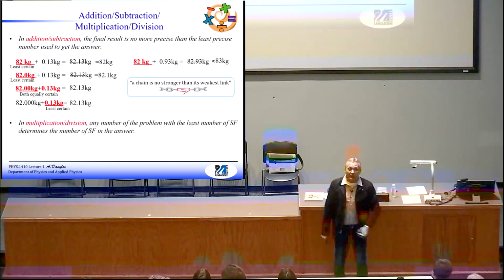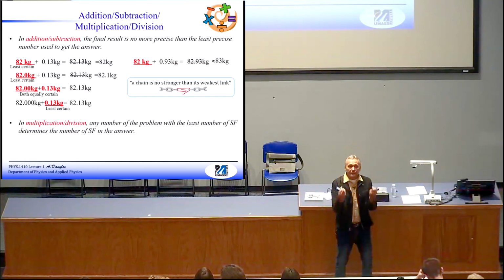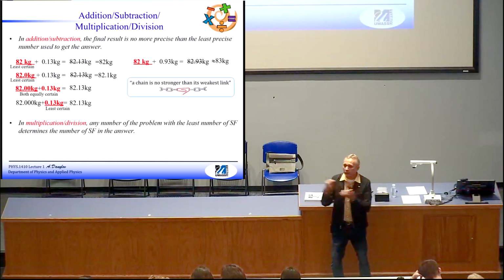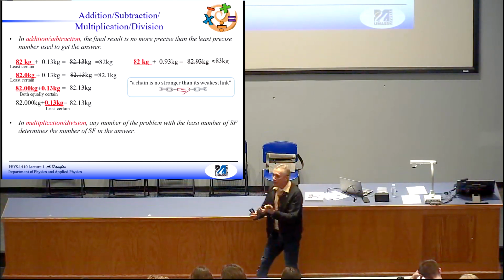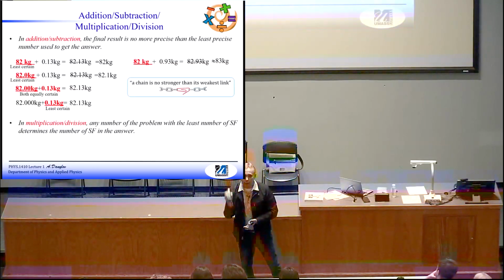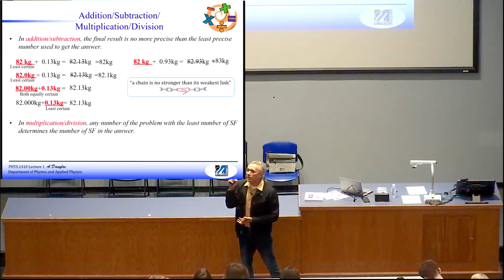And now, multiplication and division. The philosophical idea is exactly the same. We have to search for the weakest link and then round the number. But now we're searching for the weakest link using sig figs.